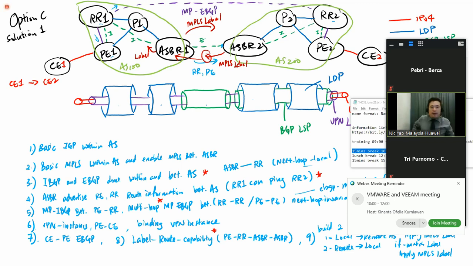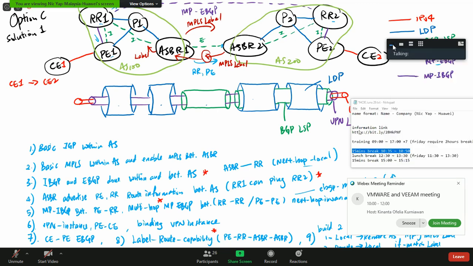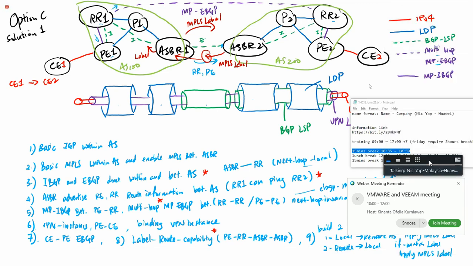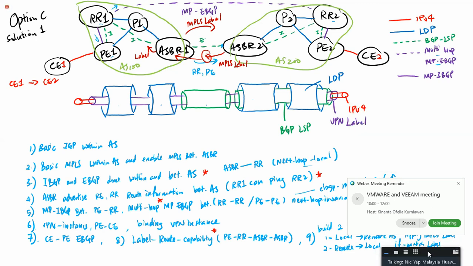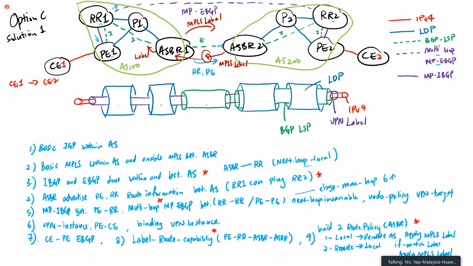So has everybody come back already? Shall we start? So that is option A, B, C, and solution number 1. And next, we look into option C as well, but on solution number 2.